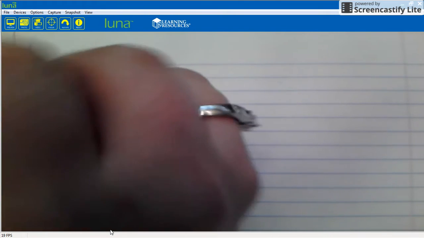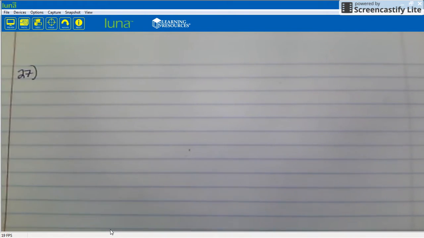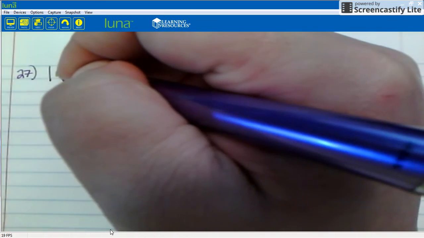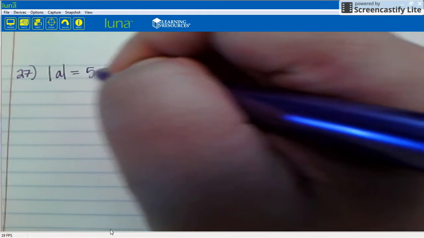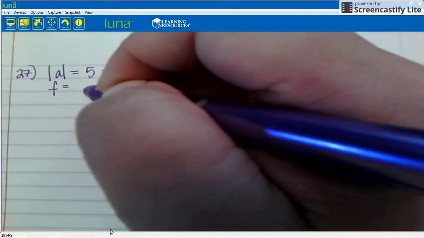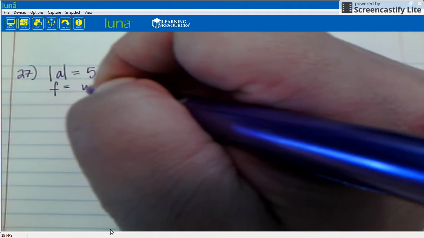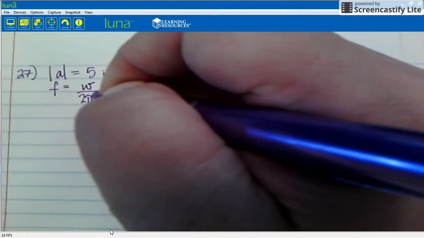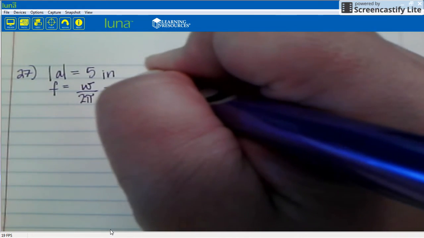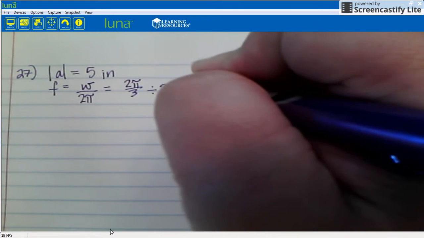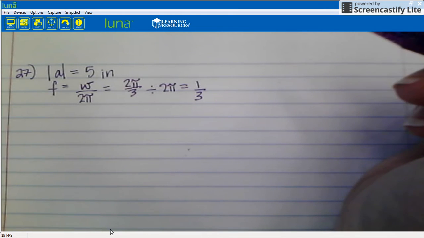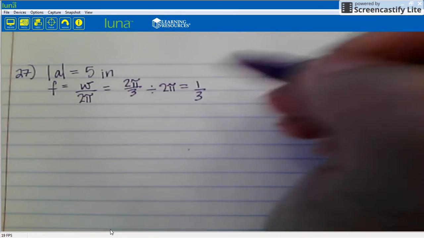Okay, and in number 27, you're dealing with the same scenario. So you're asked to find the amplitude. Well, in this case, our amplitude is going to be 5 inches. And our frequency, again, is W over 2 pi, which in our case, our W is 2 pi over 3. So we have 2 pi over 3 divided by 2 pi, which is going to give me 1/3, which means I have 1/3 of a complete cycle per second.